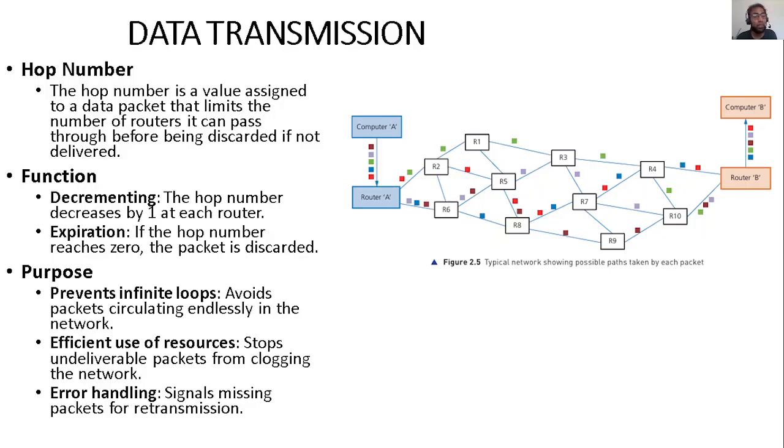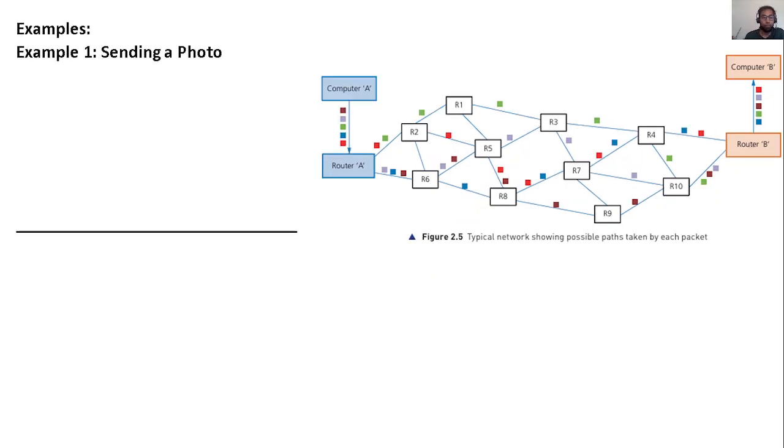Its function: it keeps decrementing until it becomes 0. If it becomes 0, this means the packet has to be requested again. It prevents infinite loops, avoiding packets circulating endlessly. It allows efficient use of resources, stopping undeliverable packets from clogging the network. And error handling signals missing packets for retransmission.